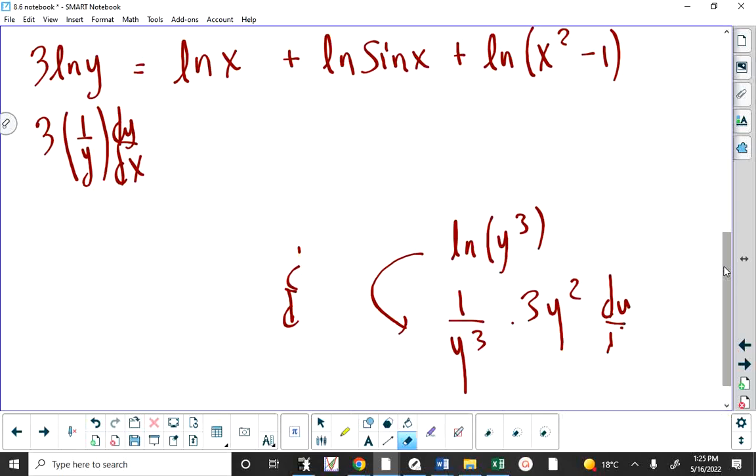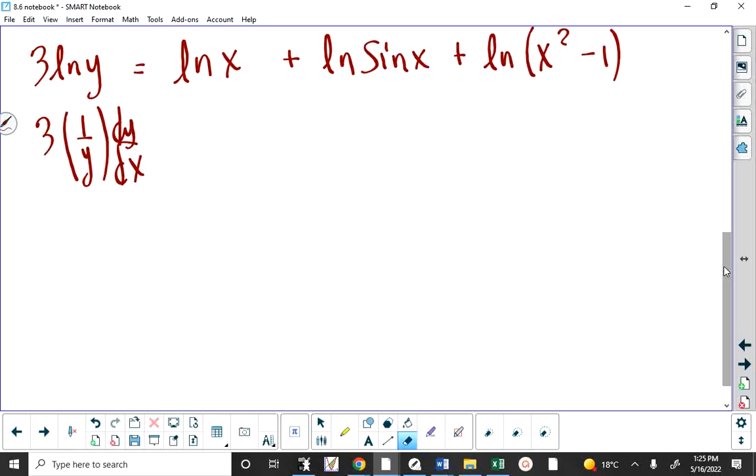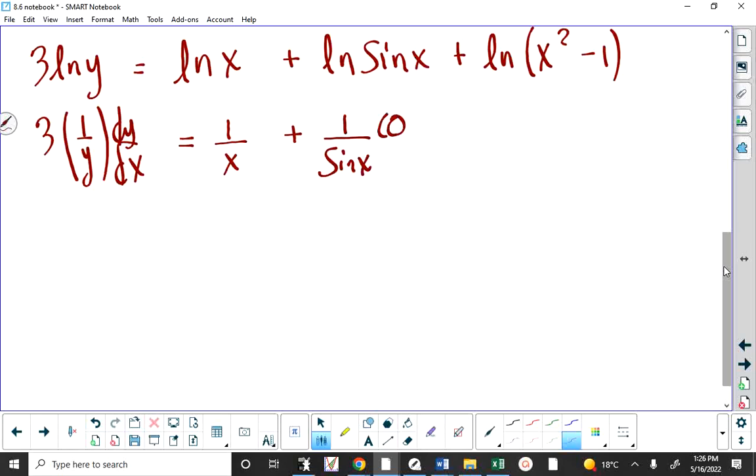All right, let's continue with our differentiation. Equals the derivative of ln of x is 1 over x, plus the derivative of ln of sine of x, which of course is cotangent of x, but we won't make that jump every time. 1 over sine of x times the derivative of sine of x is cos of x, plus the derivative of ln of x squared minus 1 is 1 over x squared minus 1 times 2x.